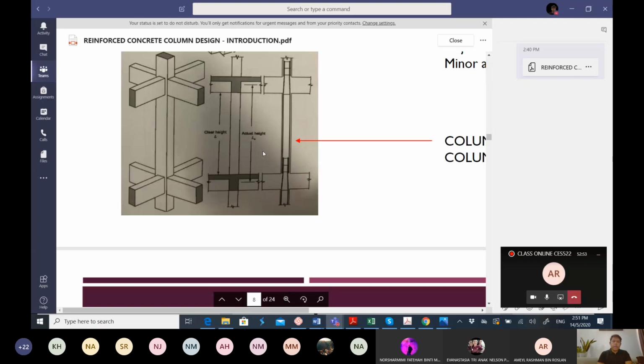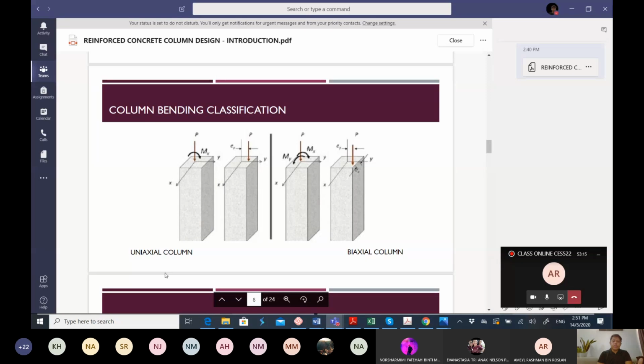Okay, next is column bending classification. So we have two types, which are the uniaxial column and the biaxial column. What is a uniaxial column? It means that the column is connected to the beam in only one direction, either x direction or z direction. The biaxial column is the column that is connected with beams in two directions, which is from x direction and z direction. Either it's one beam or two beams, for example.